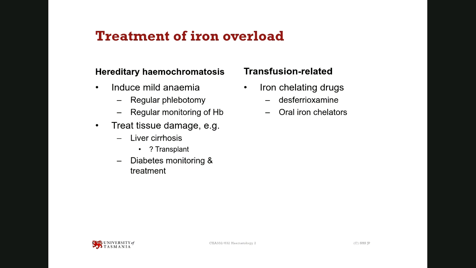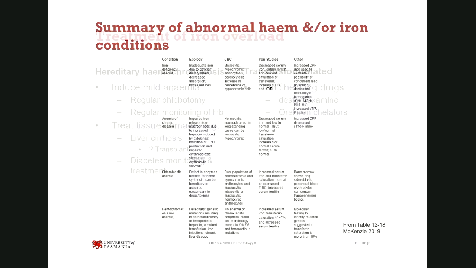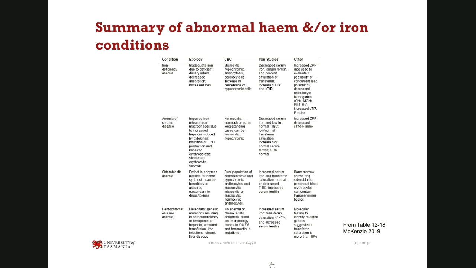And just to finish off, there is this summary slide that it may be a little bit hard for you to see here, although it seems to have come up quite well. Again, it's directly from Mackenzie. Mackenzie chapter 12 is really good, and I highly recommend you go and see it. Lots of summary tables and things for you to have a look at. You can see here that we've got iron deficiency anemia, anemia of chronic inflammation, sideroblastic anemia, and what we see in the full blood count and iron studies and any other information that might be useful.